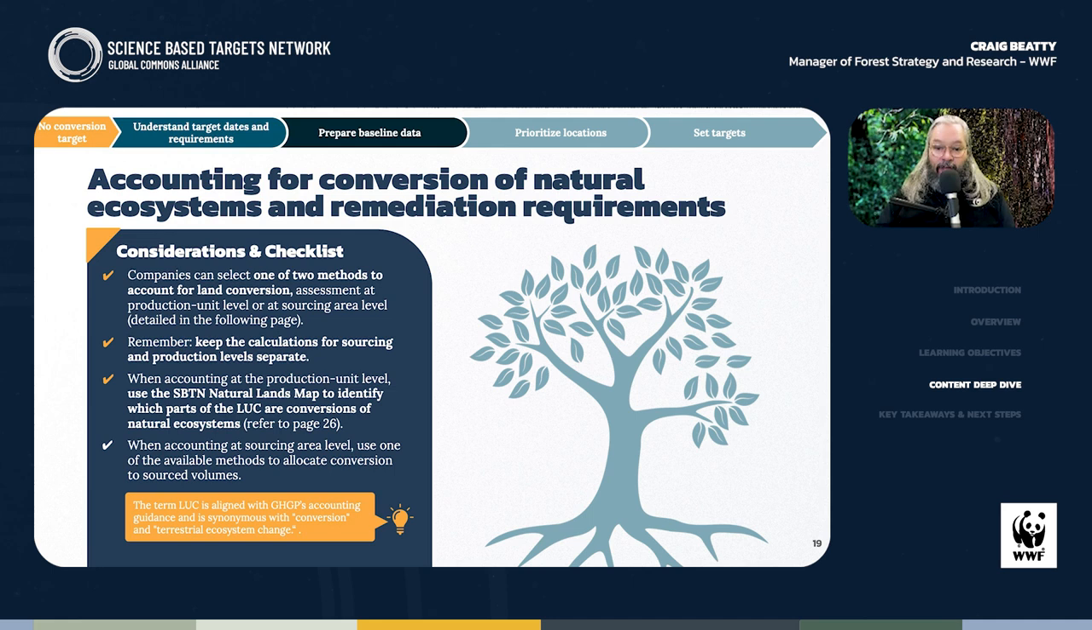When accounting at the production unit level, companies should use the SBTN Natural Lands Map to identify which parts of land use change are a permanent conversion of natural ecosystems. In some cases, such as extensively managed forestry, harvesting of timber is not a permanent conversion event. When accounting at the sourcing area level, use one of the available methods on the next slide to allocate conversion to the volumes of conversion-driving commodities sourced from that area.